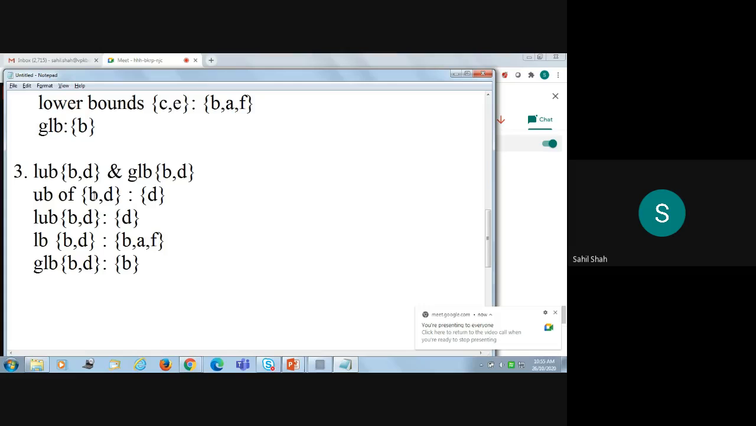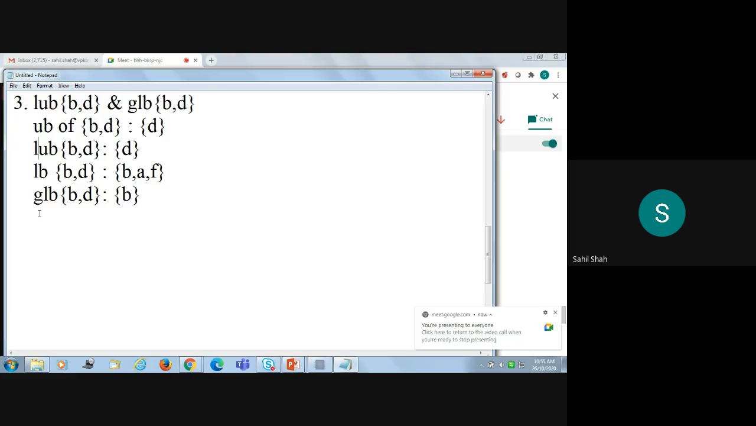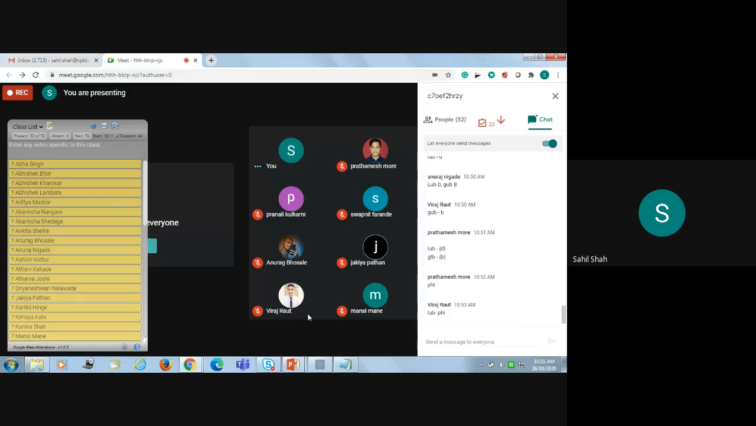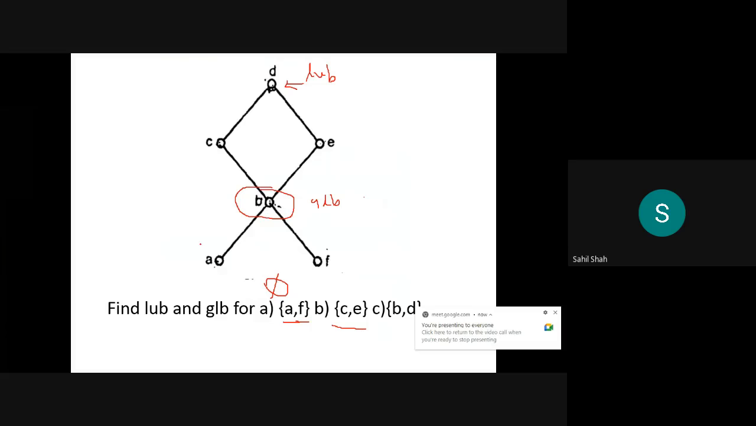For a pair B comma D, you are going to have D as the least upper bound. In a similar manner, for lower bound, you will have 3: B, E, F. Out of that, D is acting as the greatest lower bound. I hope this is clear. In case there is a problem, you can discuss. Moving forward.